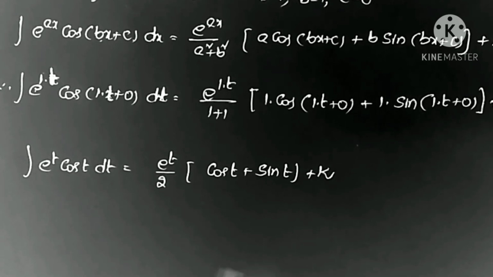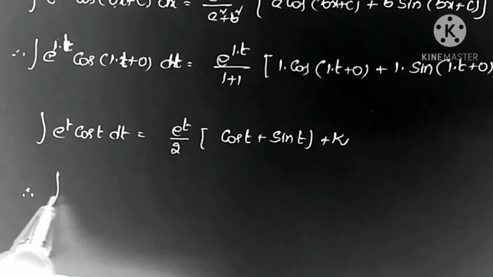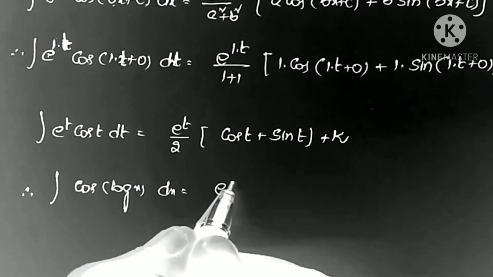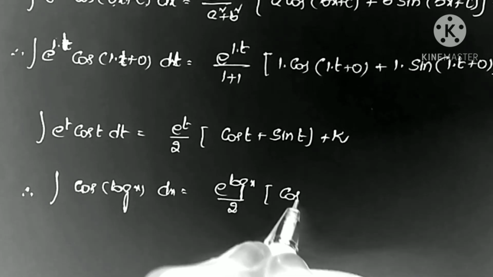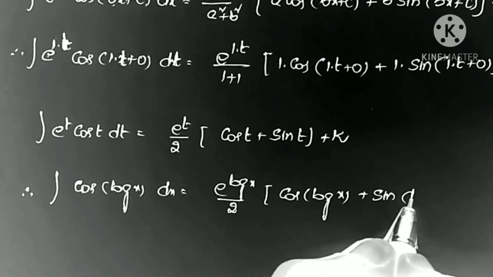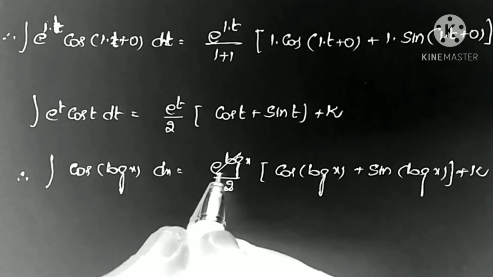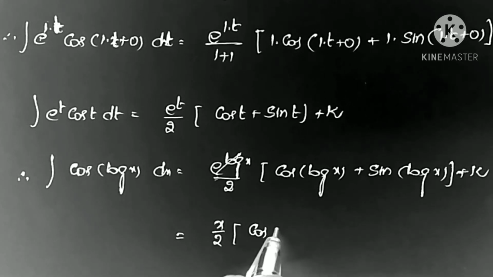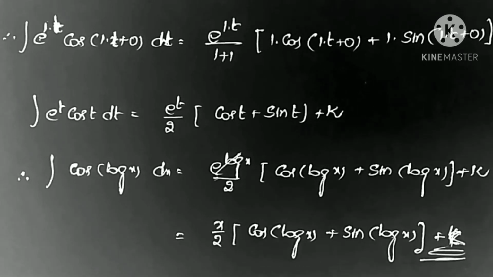Now in the last answer we substitute t equal to log x. Therefore integral cos(log x) dx is equal to, with the substitution e^t equal to e^(log x), e^(log x) by 2 into [cos(log x) + sin(log x)] plus k. So these two functions, e and log, cancel, and the remaining value is x by 2 into [cos(log x) + sin(log x)] plus k. That's all, this is the answer.